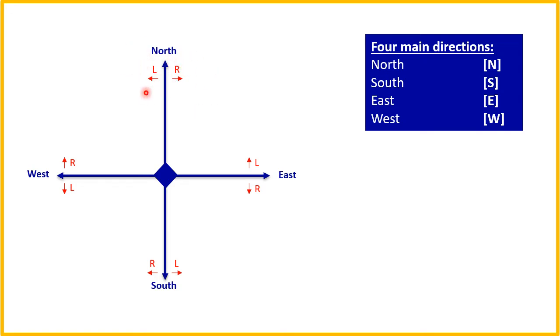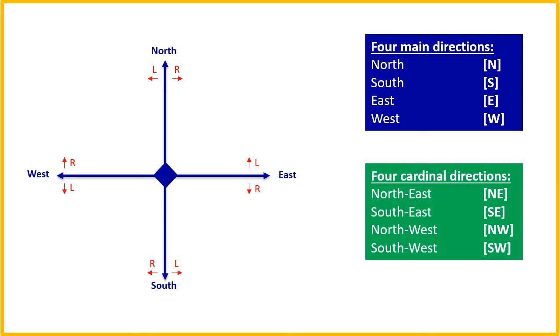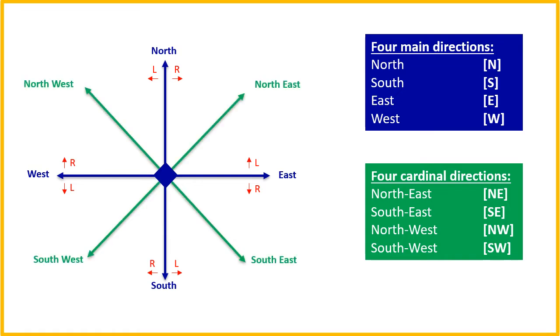But the situation will be exactly reverse if he is traveling in the south direction. Left will be here and right will be here. In a similar way, if a person is approaching in the east direction, his left hand side will be towards north and his right hand side will be towards south. The situation will get reversed if he is traveling in the west direction. North direction will be his right and south direction will be his left. So there are four more directions in between this called as cardinal directions, which are northeast, southeast, northwest and southwest.